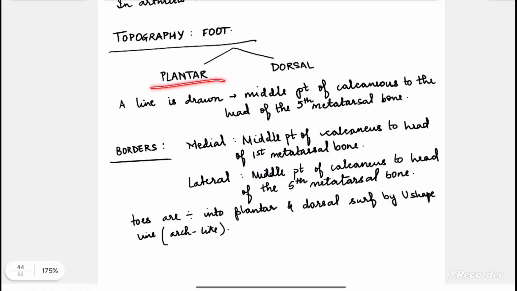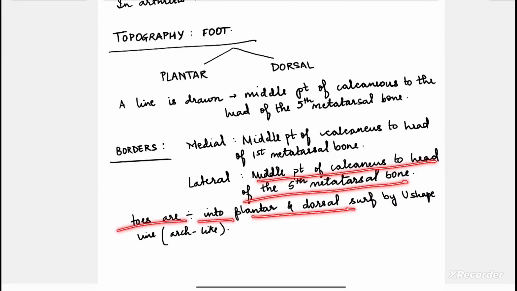Topography of the foot. Plantar and dorsal foot. A line is drawn from the middle point of the calcaneus to the head of the fifth metatarsal bone. Borders are medial and lateral. The line from the middle point of the calcaneus to the head of the first metatarsal is the medial border. Laterally, the line from the middle point of the calcaneus to the head of the fifth metatarsal bone is the lateral border. The toes are divided into plantar and dorsal surfaces by a U-shaped, arc-like line.